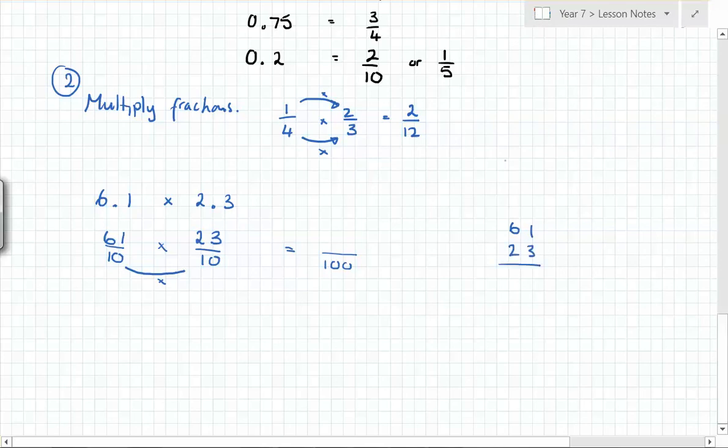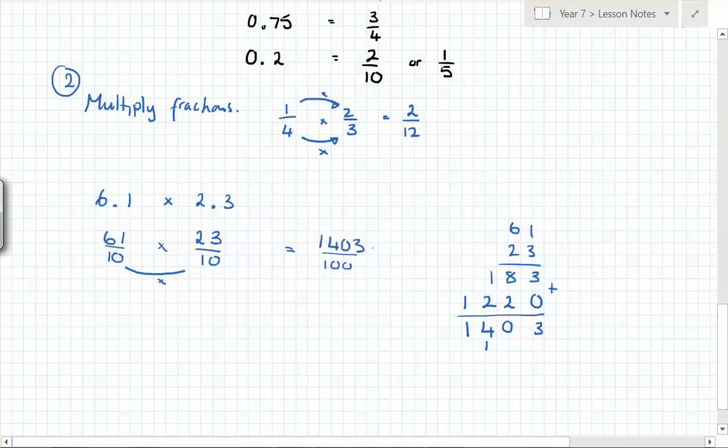Here we go. 3 times 1 is 3. 3 times 6 is 18. Stick a 0. 2 times 1 is 2. 2 times 6 is 12. Then we add those two together. 3, 3, carry the 1, 4, 0, 4, 1 plus the 1. So the answer is 1403.